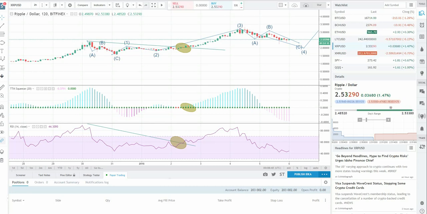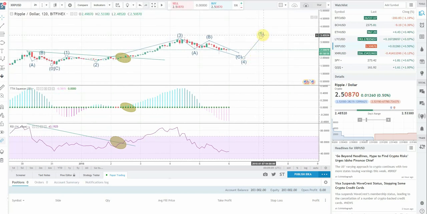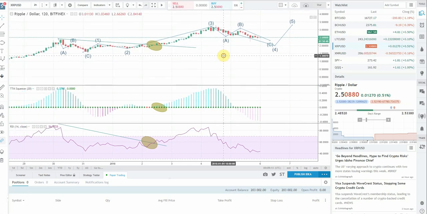Today I'd like to go over Elliott wave principle and why it's more of an art than a science. So here we can see basically Ripple compared to the dollar and how it's structured in a 1, 2, 3, 4, and then in the future possibly a 5 wave up. And we see how ABC corrections form.